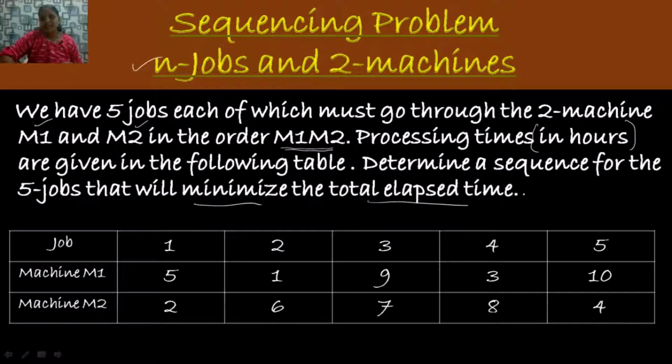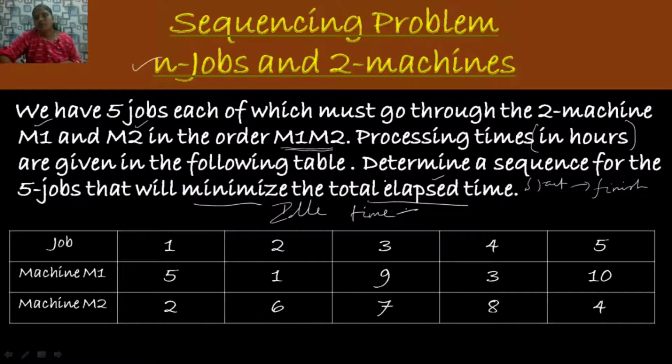Here the elapsed time is the time interval between starting the first job and finishing the last job, including the idle time if any. That minimal time interval of completing the first job to the last job, including the idle time, is nothing but the elapsed time. Idle time is the time for which the machine doesn't have any job to process.